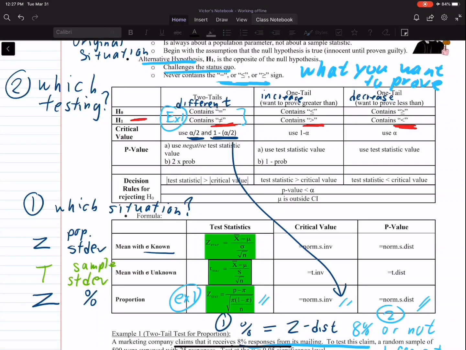And for this situation, to calculate the critical value, we're going to use the formula equal t.inv. And it will ask you for two variables. The first variable that you need is the probability. The second variable that you need is the degree of freedom.